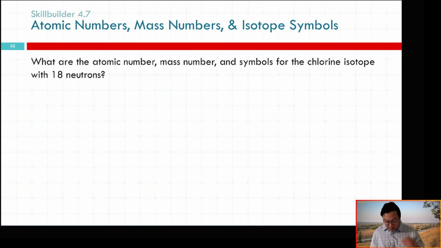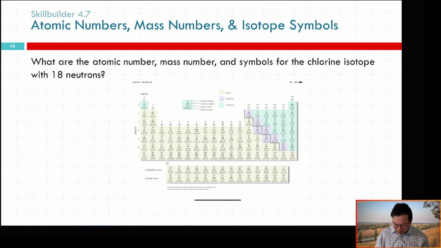So what are the atomic number, mass number, and symbols for the chlorine isotope with 18 neutrons? Again, we'll have to go to our periodic table, and I guess I can just paste that here again. There we go.